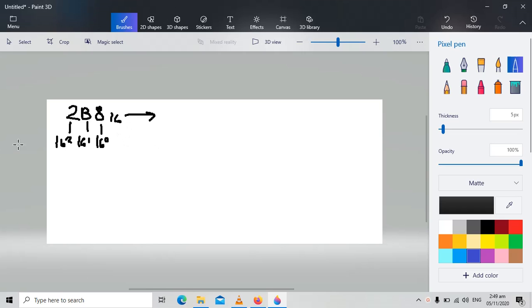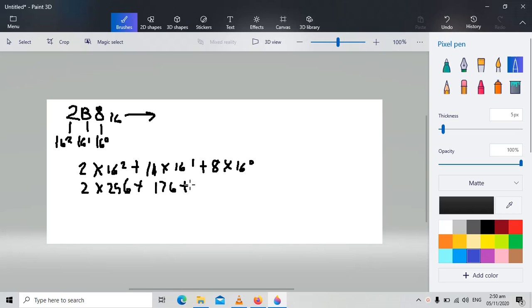Now all we need is to solve the problems here. 2 times 16 to the power of 2 plus 11 times 16 to the power of 1 plus 8 times 16 to the power of 0. Alright, in the last part of the solving, remember 16 to the power of 0 is equivalent to 1. So 8 times 1 is actually 8. So 2 times 16 squared is 512, wait, 16 times 16 is 256, plus 11 times 16 is 176, plus 8.